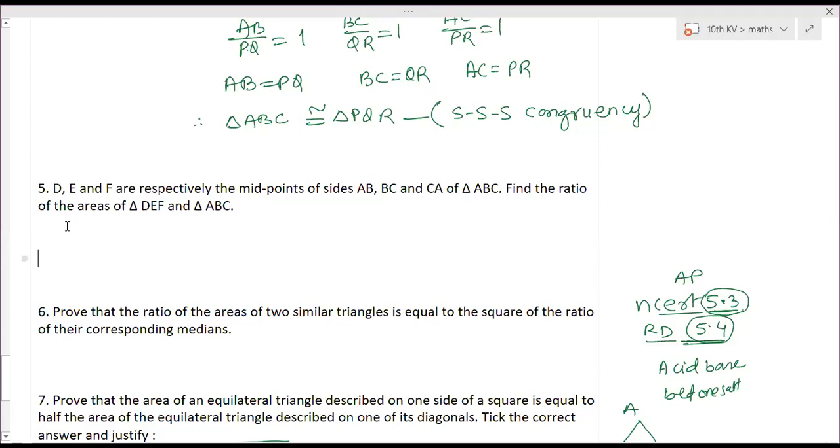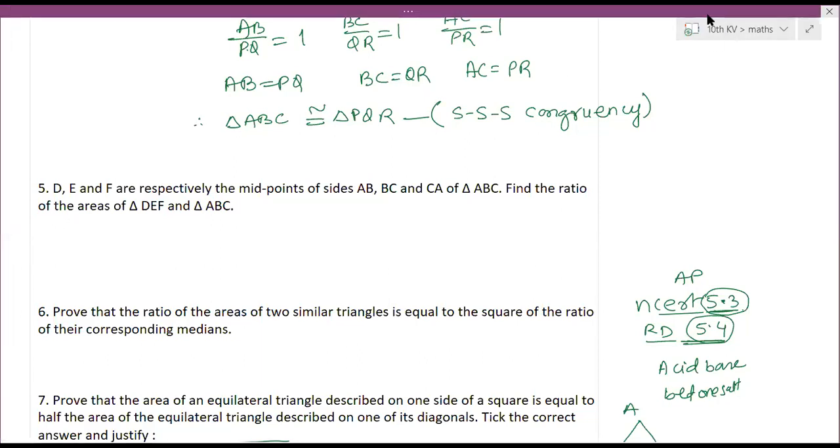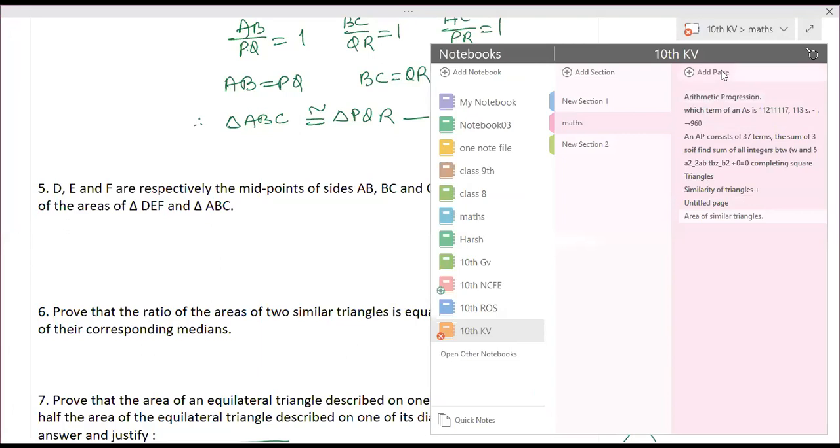Thirteenth one: in triangle ABC, BQ is a line segment intersecting AB at P and AC at Q such that PQ is parallel to BC. PQ divides ABC into parts of equal areas. Okay, this is an NCERT question. They have changed it. I will take this question after this one also. Fine, no issue. I will do that one right now.